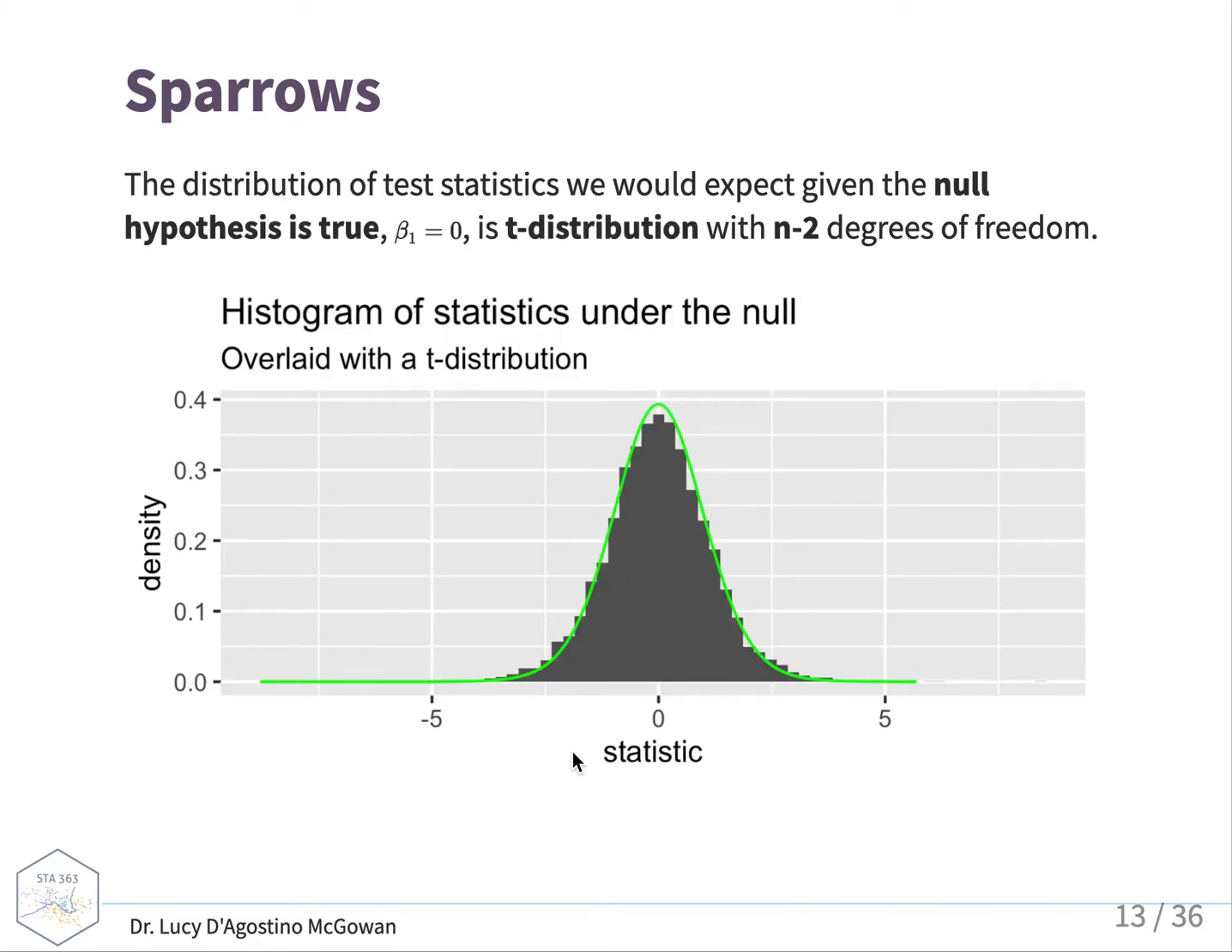Okay, so the distribution of test statistics that we would expect given the null hypothesis is true, where the null hypothesis is that beta 1 equals 0, is t-distributed with n minus 2 degrees of freedom. So that's what this looks like. Intuitively, what we're going to do is compare the t-statistic that we observed to this distribution under the null, and we can figure out how likely it is to see a statistic like the one we saw.